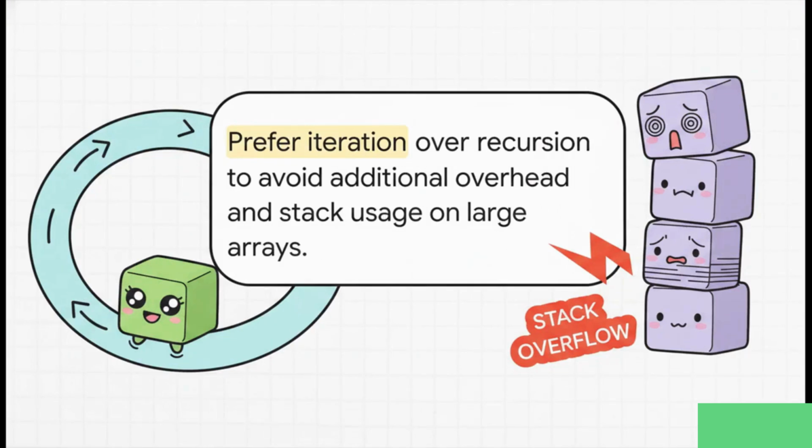So, the crucial point here, your pro tip, is to prefer iteration over recursion for this specific task. While recursion is amazing for things like tree traversals, the standard iterative loop is your safest, most efficient default choice for everyday array reversals to avoid all that extra overhead.